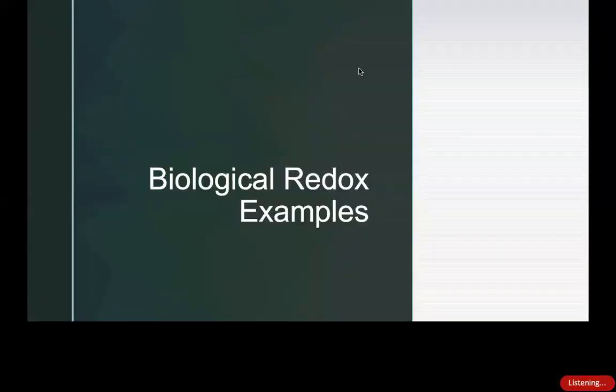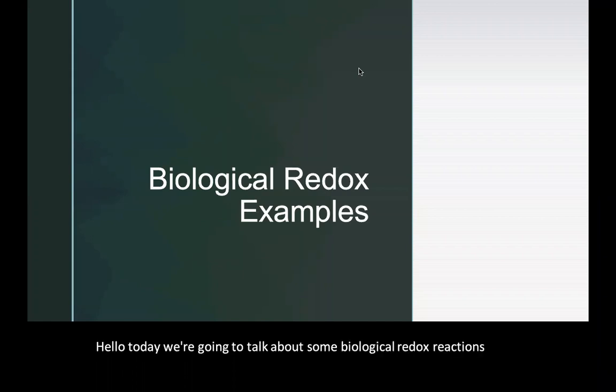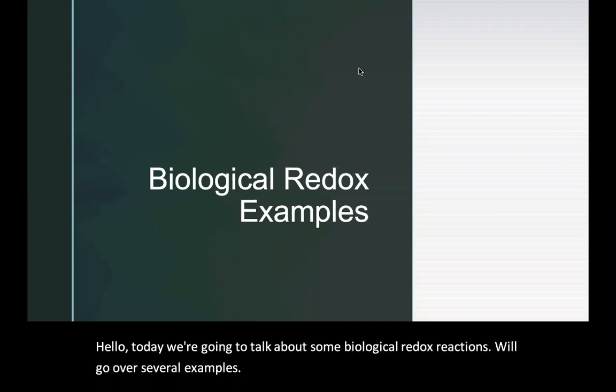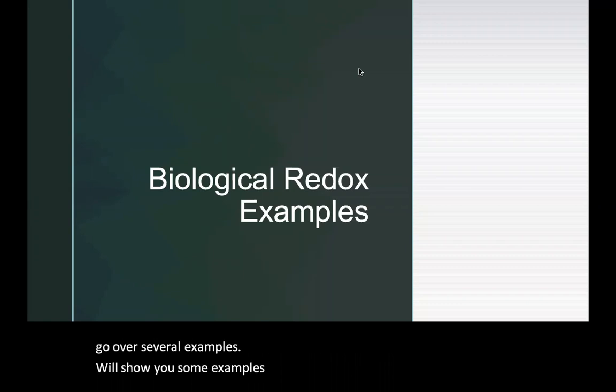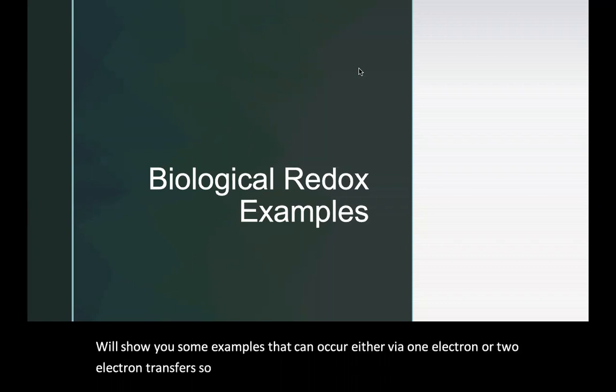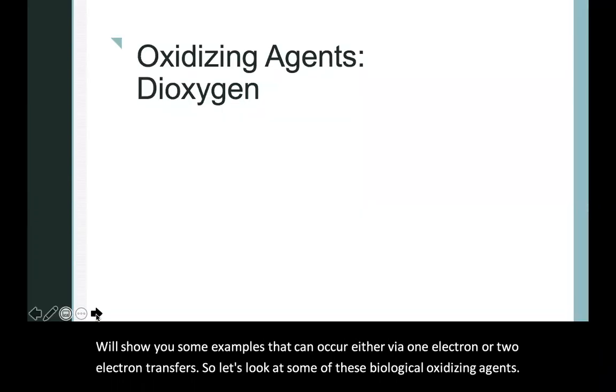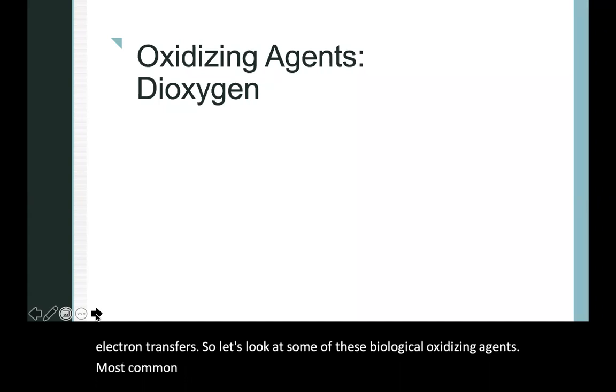Hello, today we're going to talk about some biological redox reactions. We'll go over several examples. We'll show you some examples that can occur either via 1 electron or 2 electron transfers. So let's look at some of these biological oxidizing agents. Most common one is dioxygen or molecular oxygen.